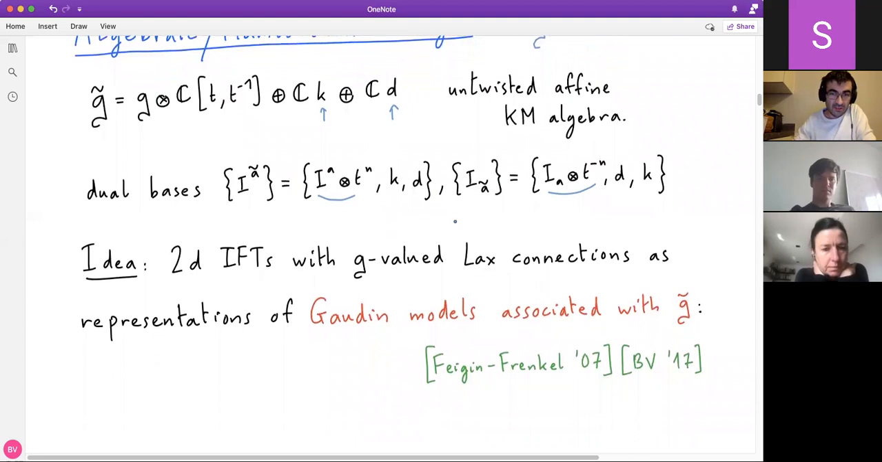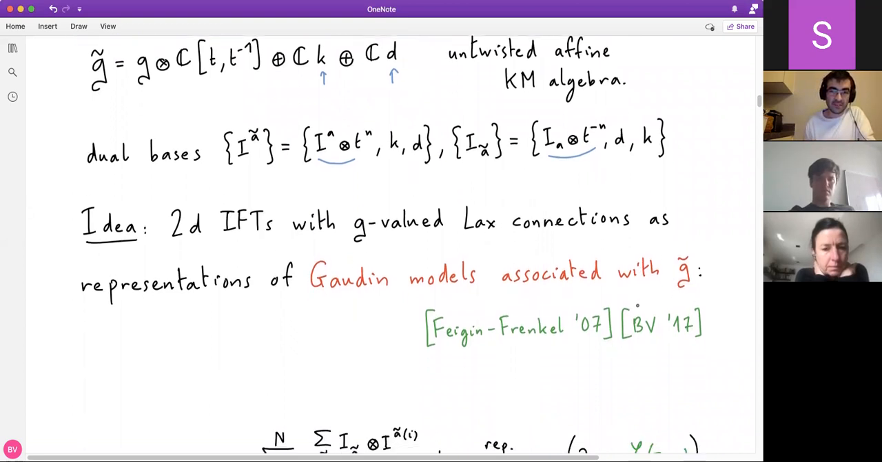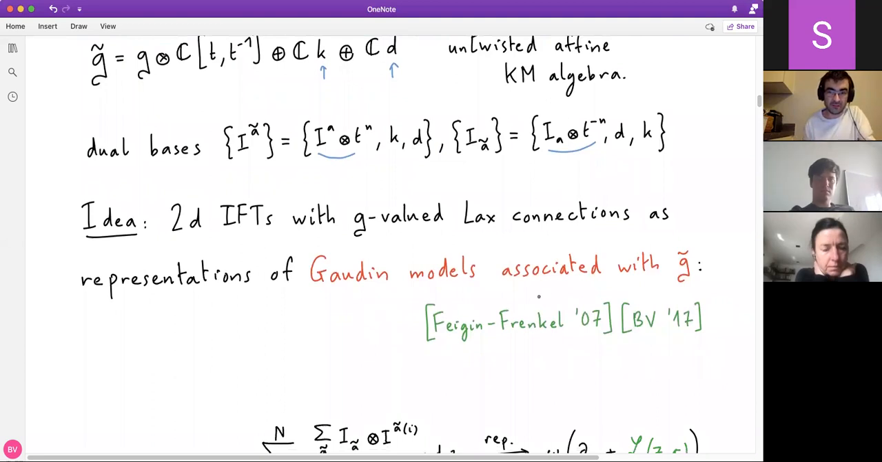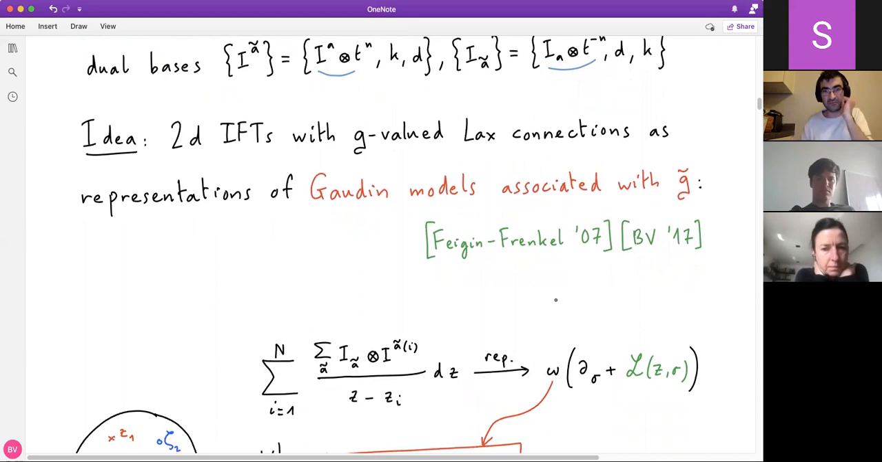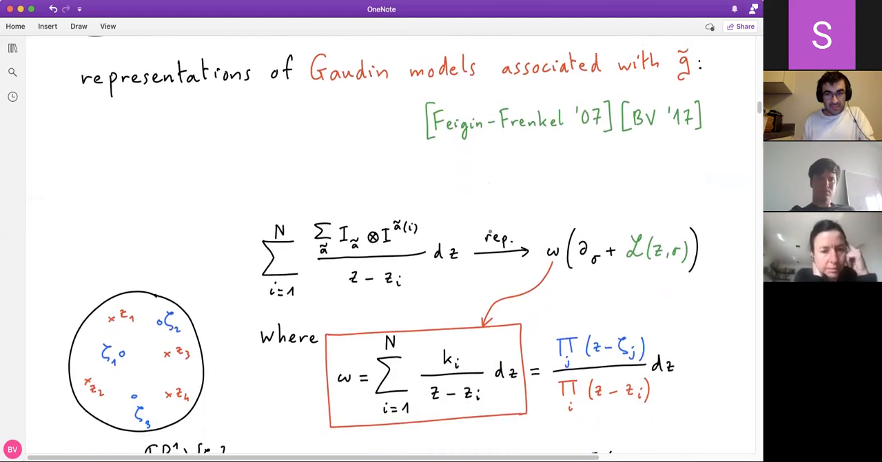So the idea is that you can generate integrable field theories from the Gaudin model by choosing suitable representations of this affine Kac-Moody algebra. This is an idea that dates back to the paper of Feigin-Frenkel from 2007. This was in the case of KdV theory. And then it was elaborated on more recently for constructing more general two-dimensional integrable field theories. I should insist this is all classical. So the Lax connection for the affine Gaudin model is this expression here.